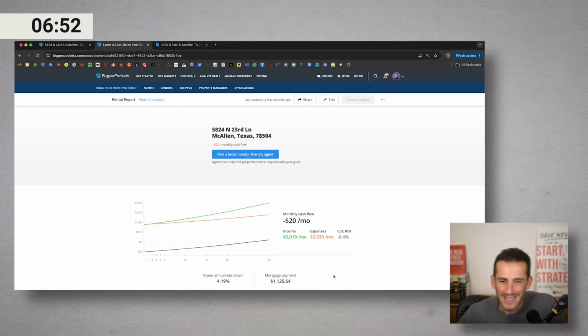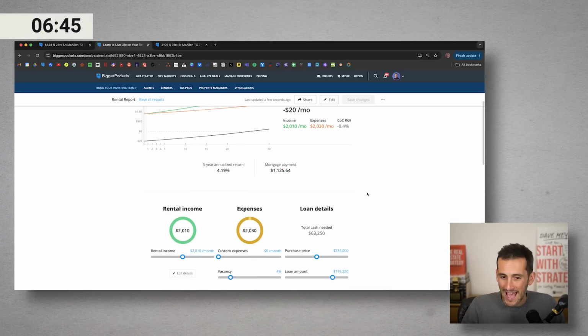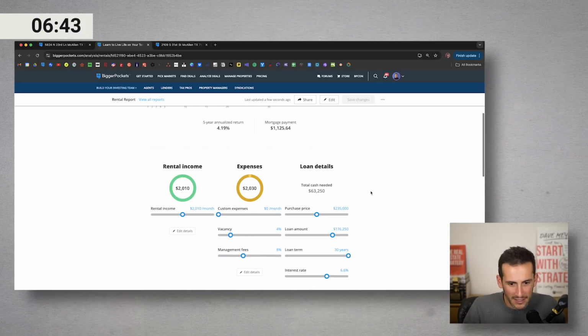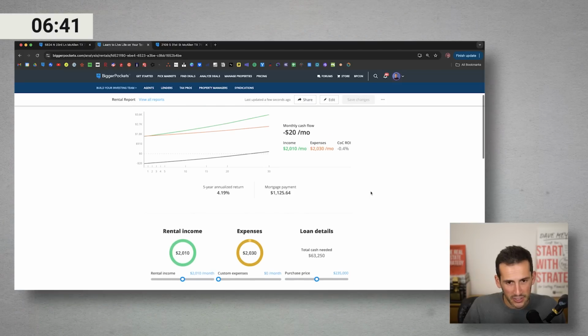Okay, so it's basically break even. Obviously, it says negative 20 a month. To me, that's just basically break even. So this isn't, as assumed. I wouldn't buy this deal because it's a little too thin.